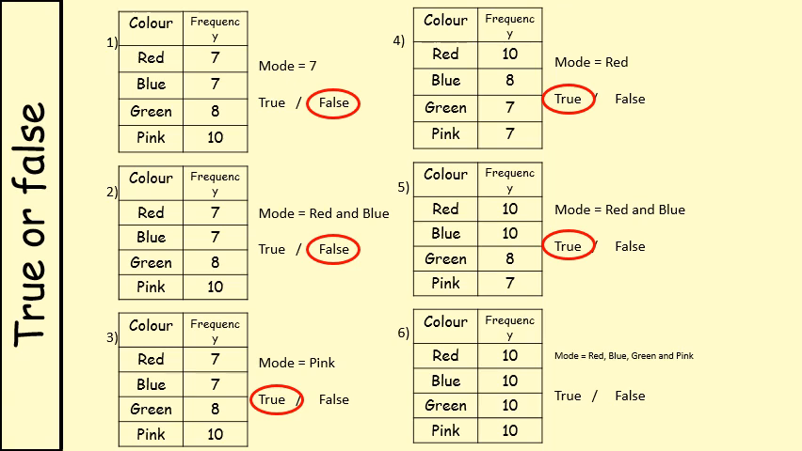Is this true or is this false? Have a think and just pause the video. Okay, so what we would say is this is false. And the reason that this is false, we would say this table of data has no mode because all of the numbers appear an equal number of times.